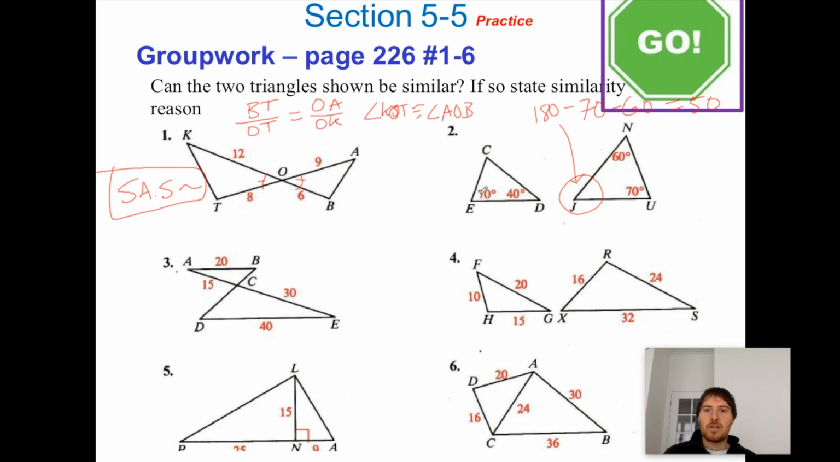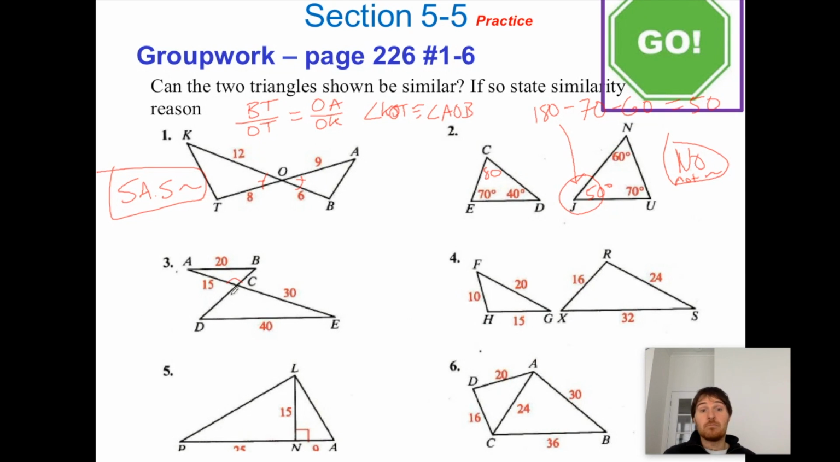And check it out over here. The answer is no. Did I do that one wrong? Let's see here. 180 minus 70 is 110, minus 60 is 50. So yeah, doesn't work out here. If I wanted to double check, this is a 50-degree angle, and over here there's a 40-degree angle, and there's no 40-degree angle in this triangle. So this one is no. And if I wanted to be 110% sure, I'd double check again: 180 minus 70 is 110, minus 40 is 80 degrees. And yeah, these are not similar.